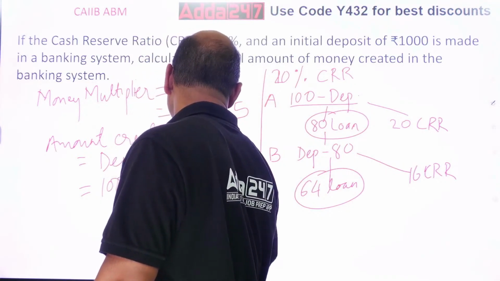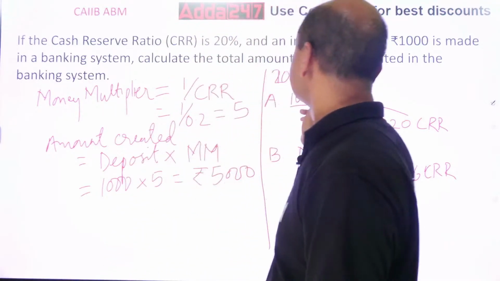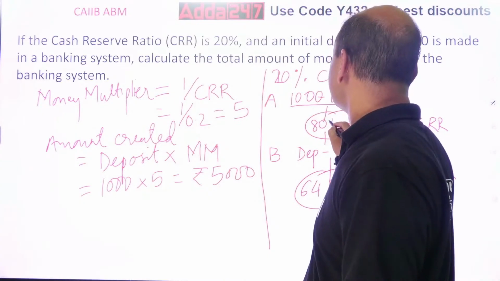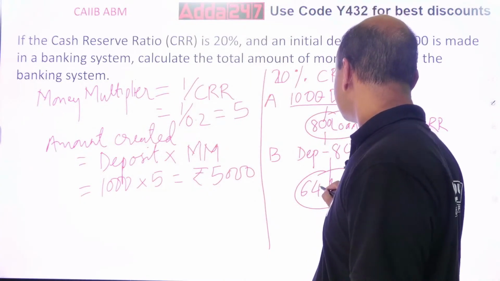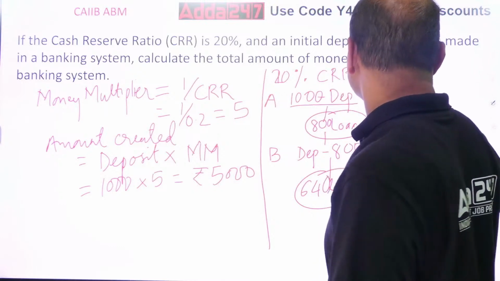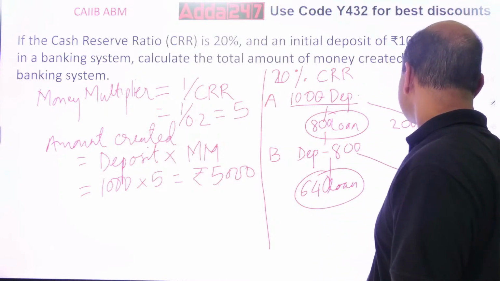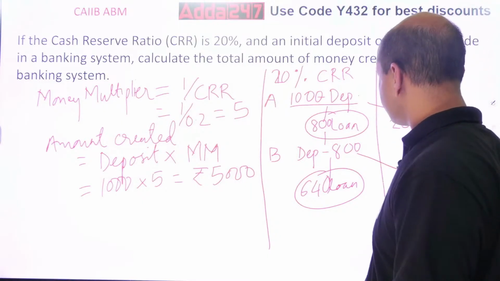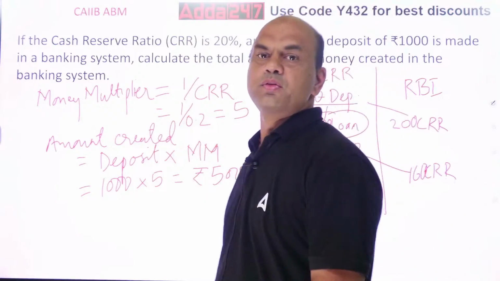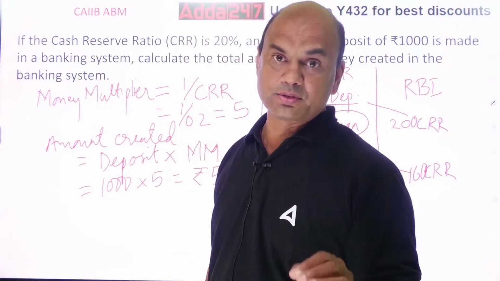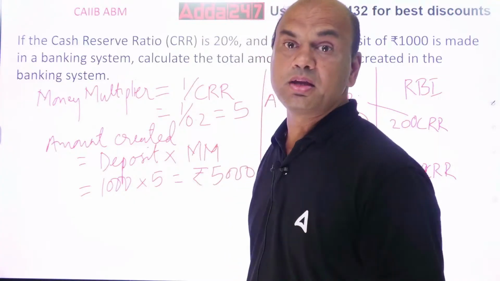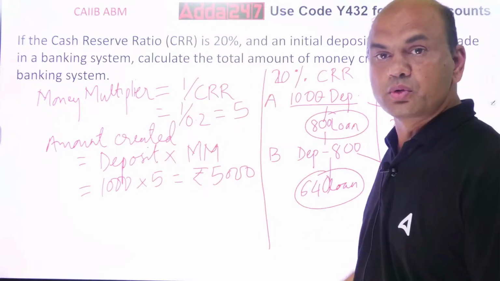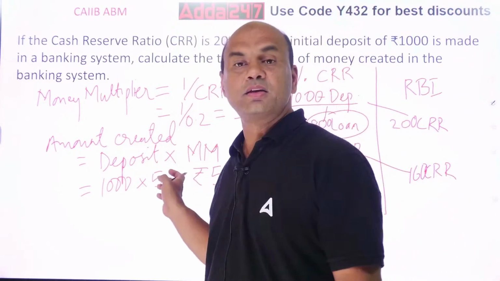So by making a deposit of 1000 over here, instead of this 100, if I make this 1000, then 800, 800, 640. Again, this is gone, 200, 160. This will go to RBI, and this will go in the system as a loan. So just by making a deposit of 1000, what is the amount created by me? The amount created by me is 5000 rupees. 800, 640. If you do the total of all these, you will get the answer as 5000.